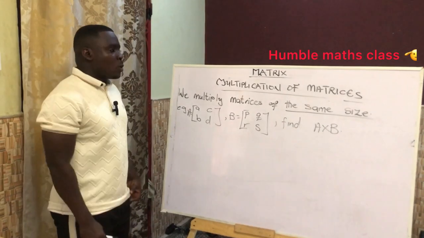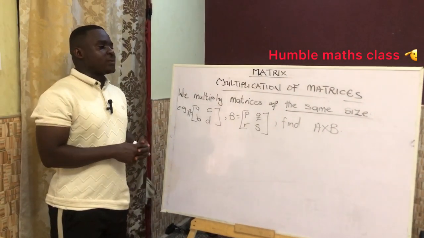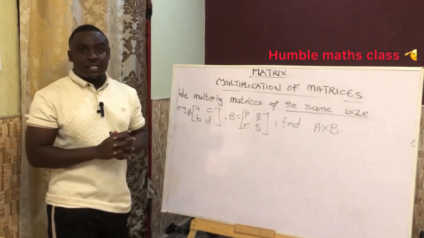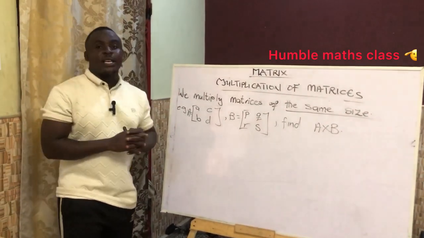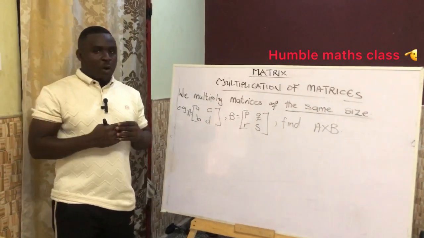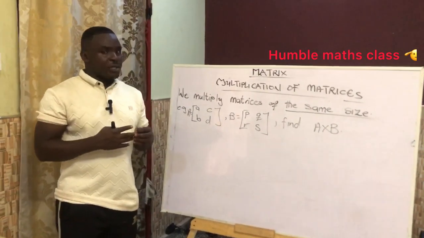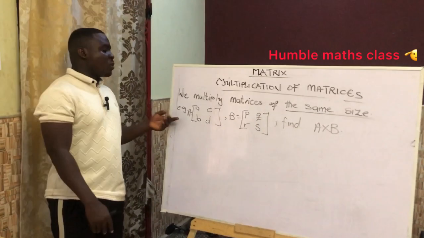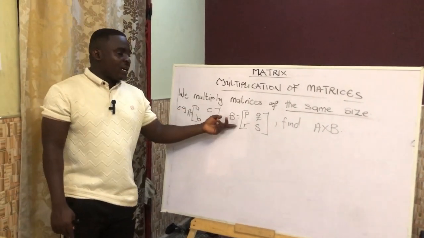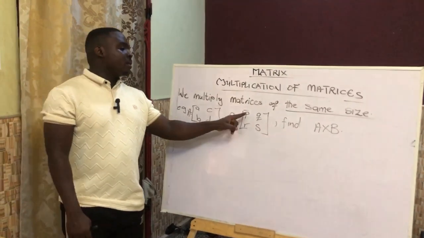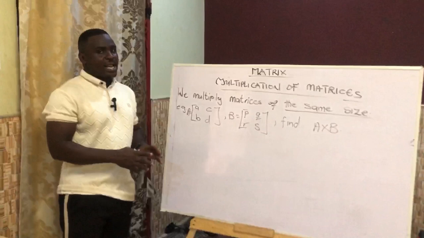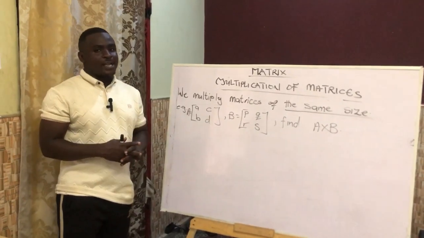Hello. So we are going to learn how to multiply matrices. As usual, matrix multiplication has a rule. In this case, we multiply matrices of the same size. We already know what size means. When we look at this example, matrix A has A, B, C, D, and matrix B has P, Q, R, and S. So we can see that matrix A and B have the same size.